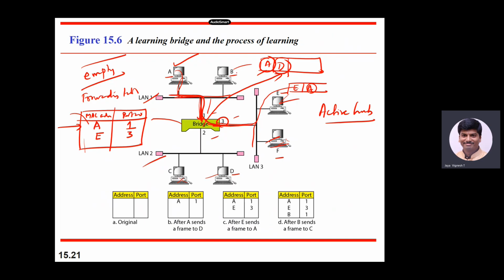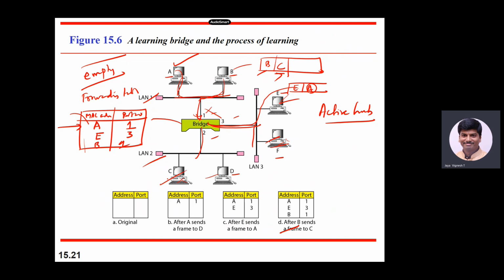Now let's look at the third case. B wants to send a frame to C. So in that case, what's going to happen? B is going to put its header source address as B and the destination MAC address as C. When the bridge receives the frame, it's going to receive it via port 1. So it learns that B is mapped to port 1, but it does not know where C is. So what is it going to do this time? It's going to behave like an active hub. It's basically going to flood the frame across all the outgoing ports except the incoming port. So anyway, C is going to receive that.